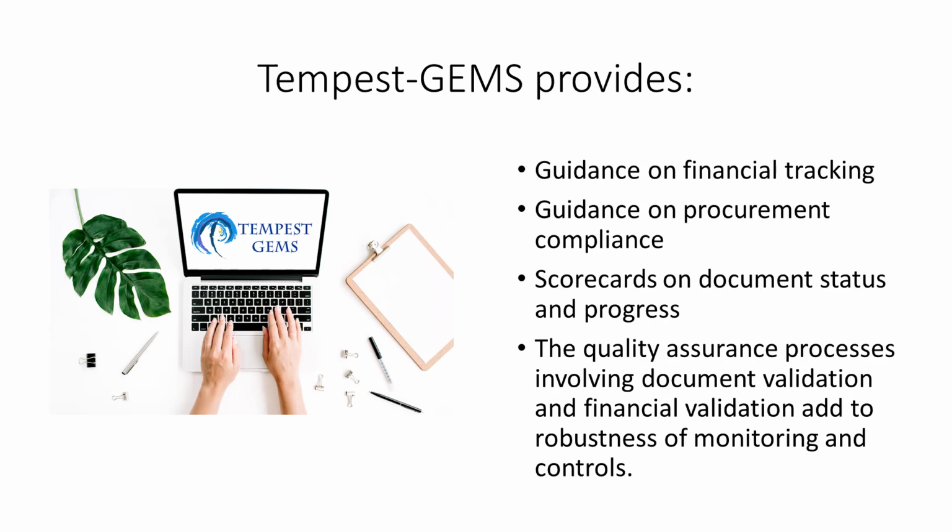DHS Office of Inspector General often review the public assistance grant program years after a disaster and find that the states did not provide sufficient controls or give guidance to applicants. Tempest GEMS mitigates these concerns.